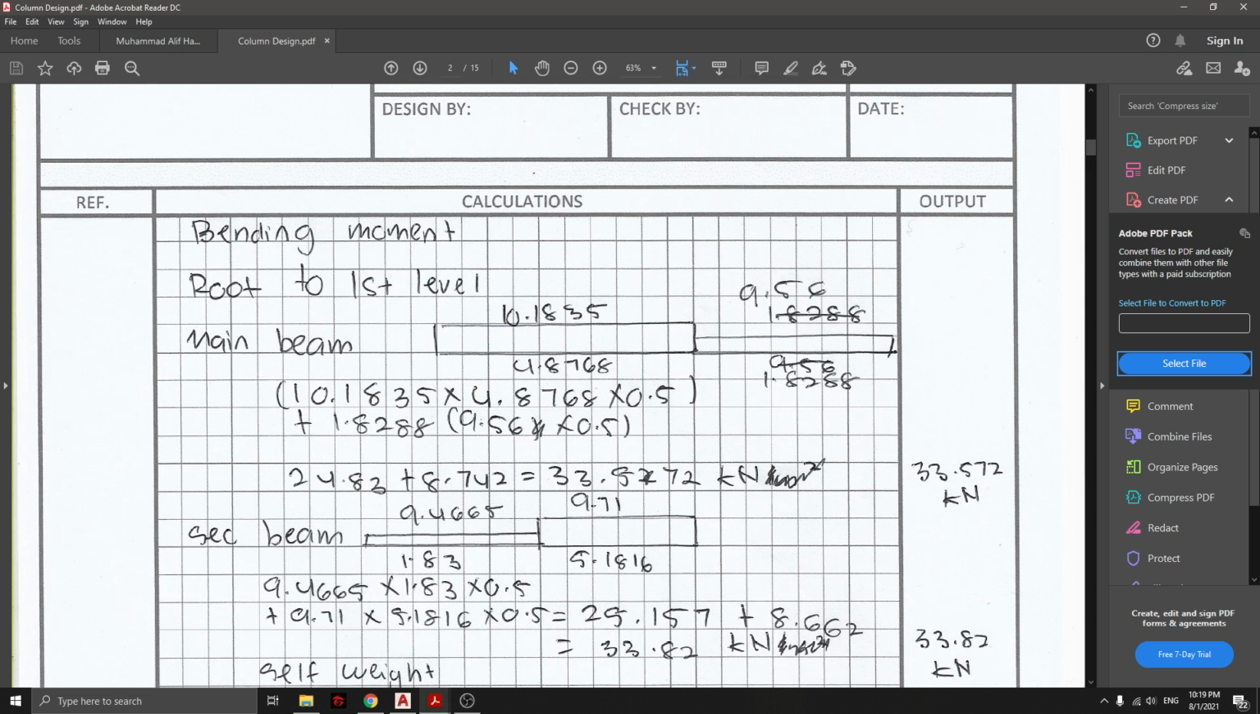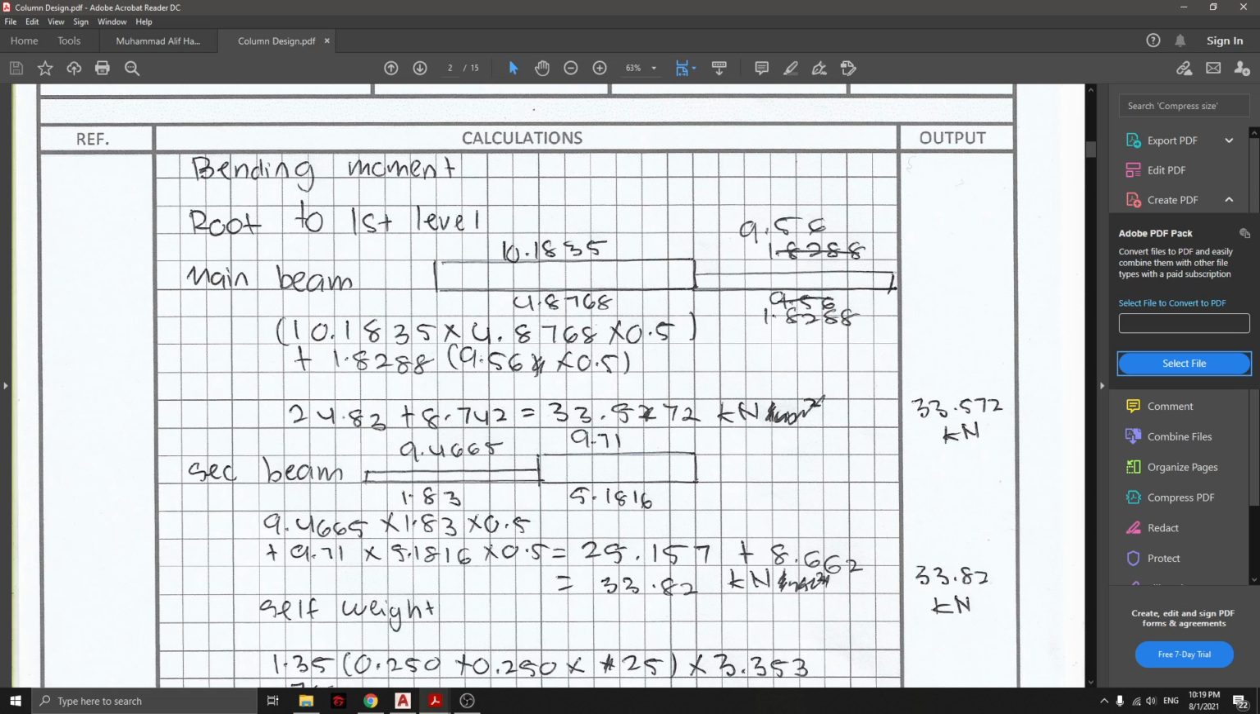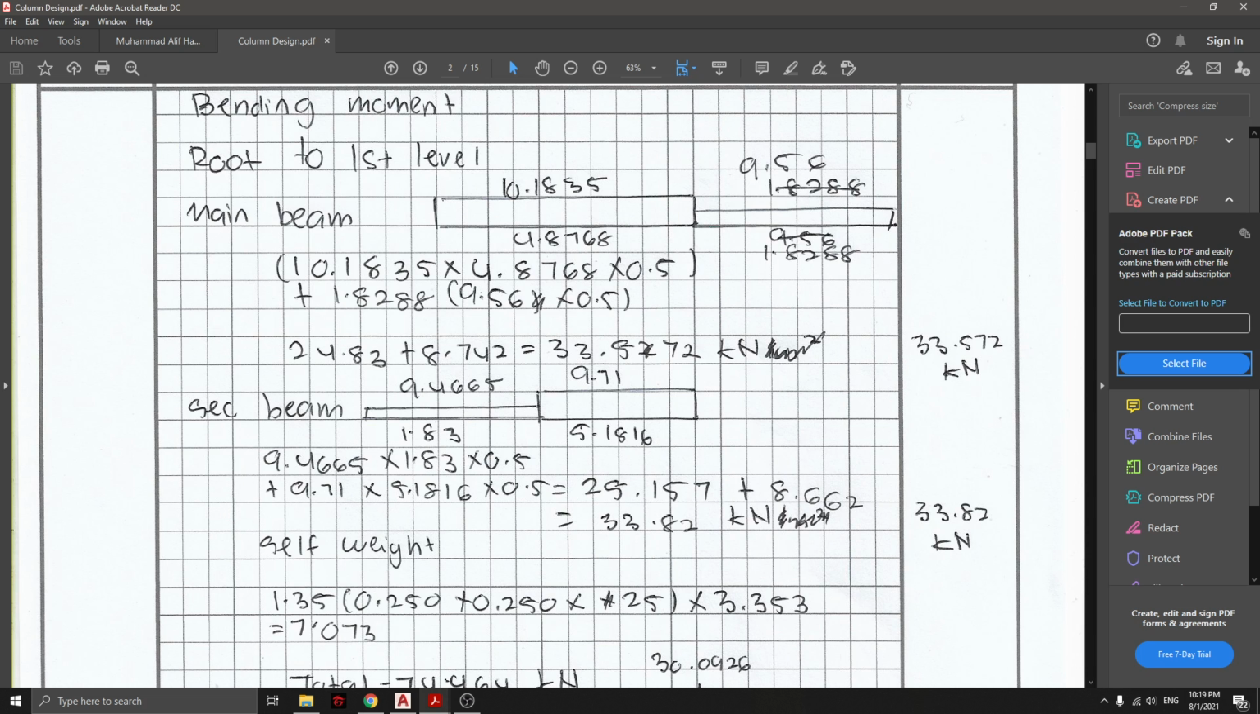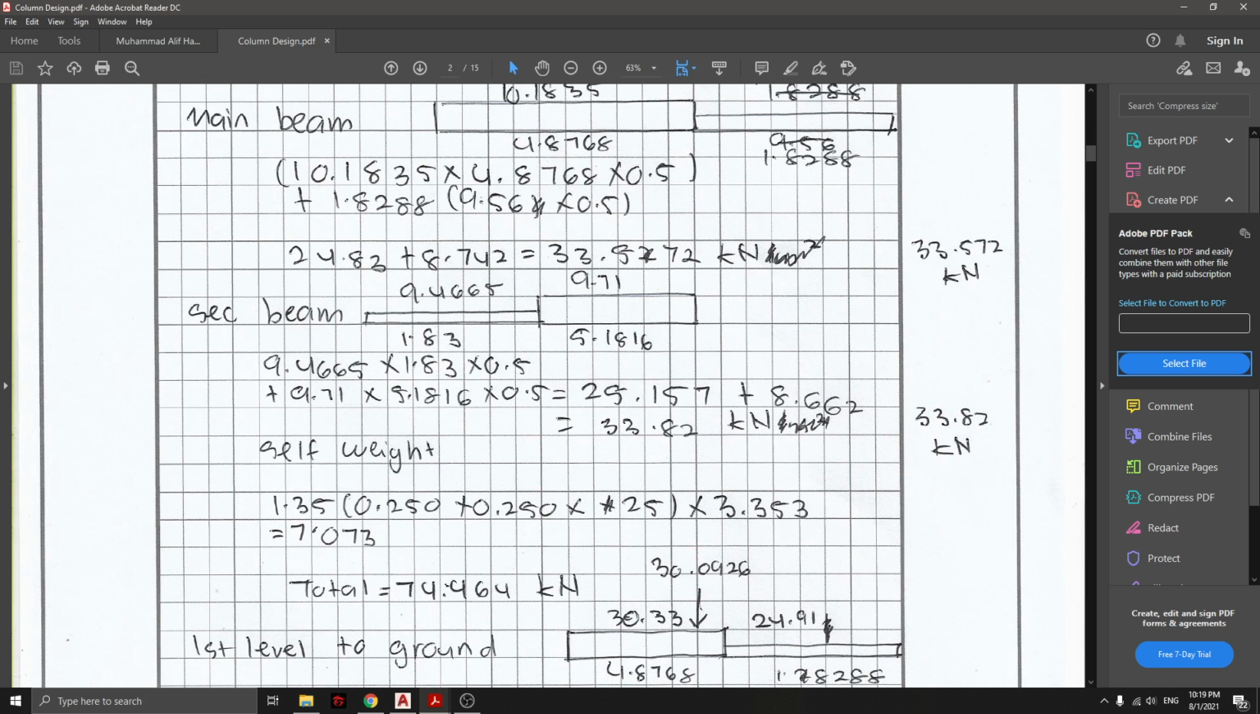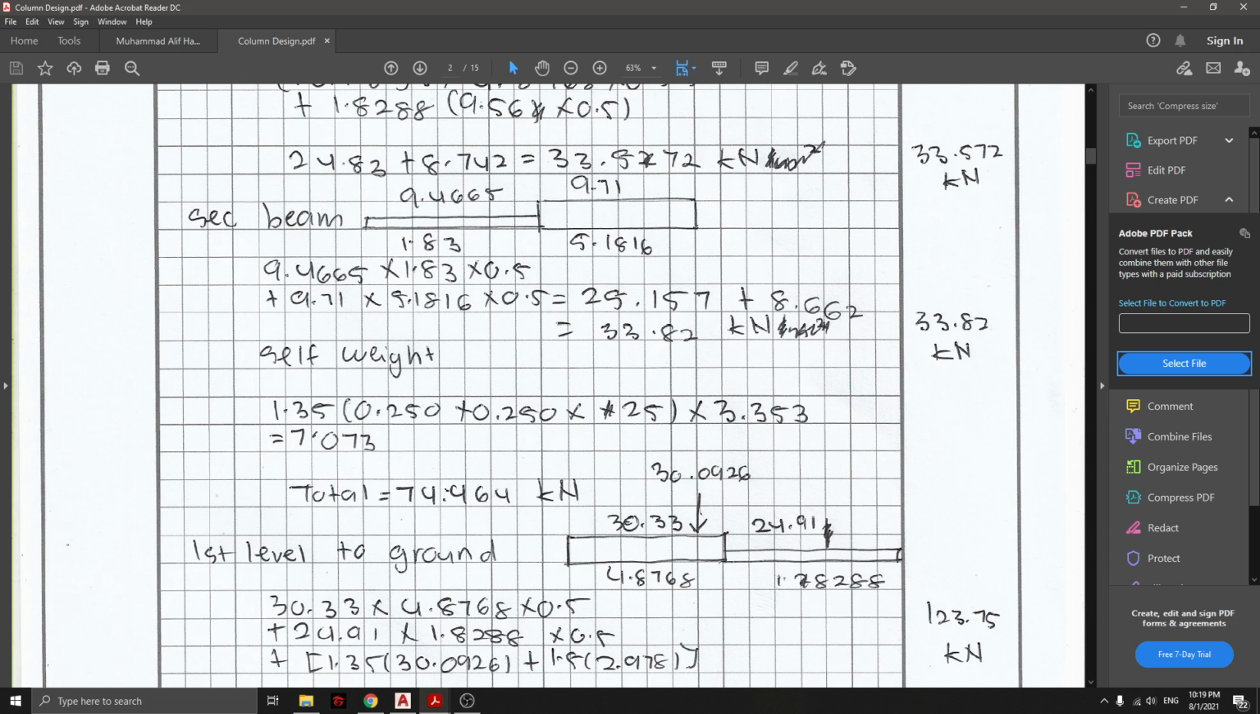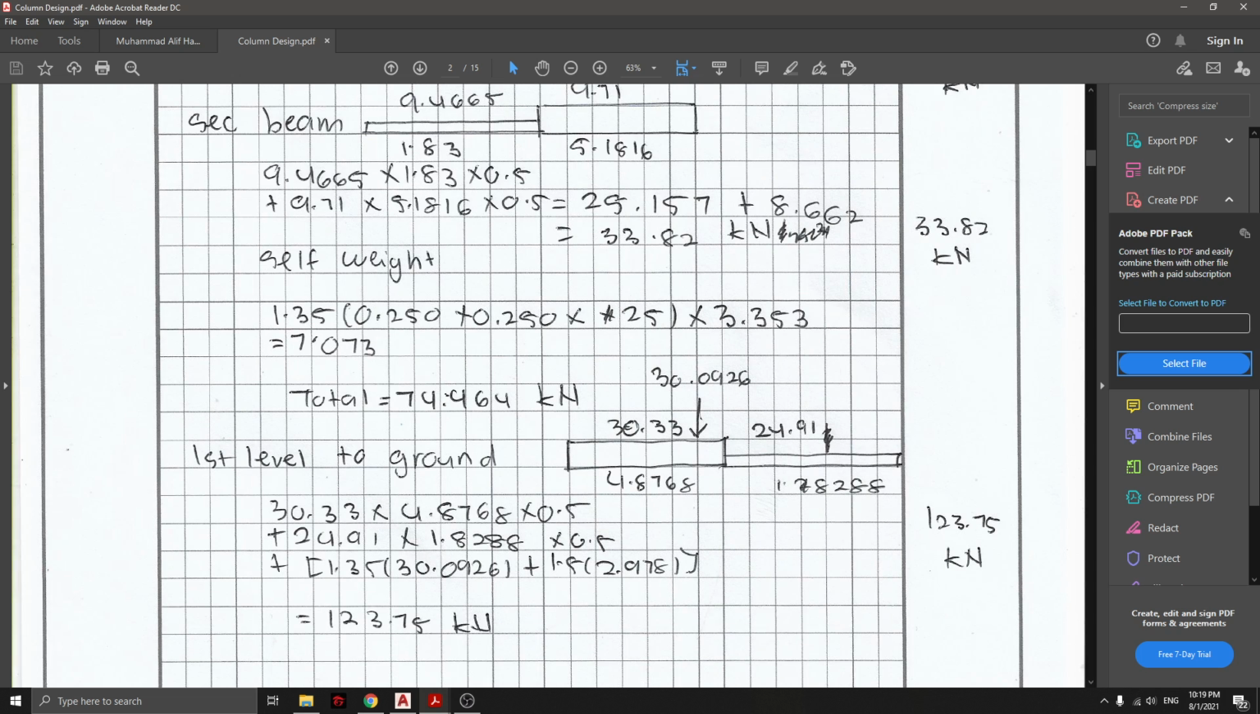Main beam I got 335.72 kilonewton per kilonewton meter kilonewton. And then secondary beam I got 33.82. We find the self weight I got 7.073. So we total up we got 74.464 kilonewton.